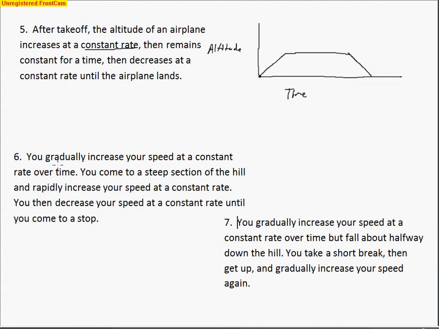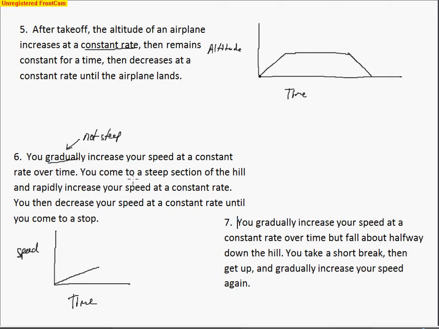So the next one says you gradually increase your speed at a constant rate over time. And so we'll start at this point here. So let's take a look at what that'll look like. So we'll start with our coordinate plane. And they're talking about speed, so I'll put speed on the y-axis, and I've got time on the x-axis. And it says we gradually increase our speed at a constant rate. So gradually means that it's not going to be as steep. So not steep. So make sure that that line is under a 45-degree angle.